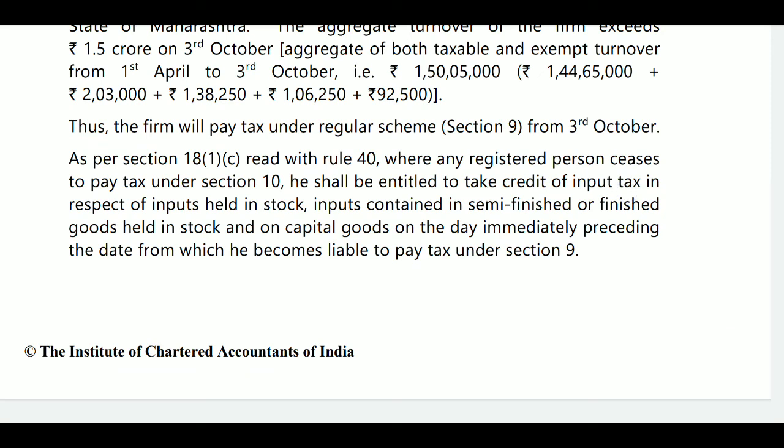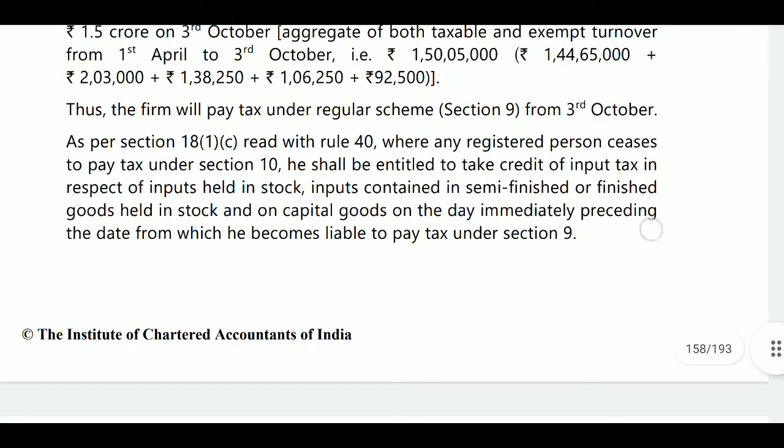Up to that, whatever input is there, he can claim. On stock of finished products he may claim, and on stock of work in progress he may claim. On capital goods he may claim. Based on that, 5% will be reduced for each quarter.